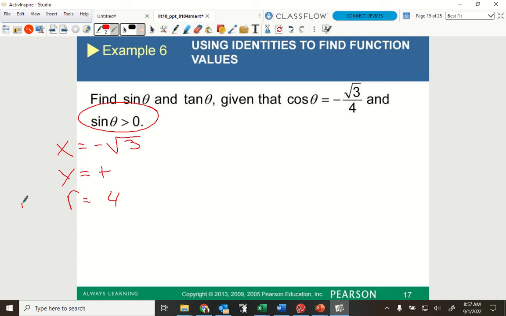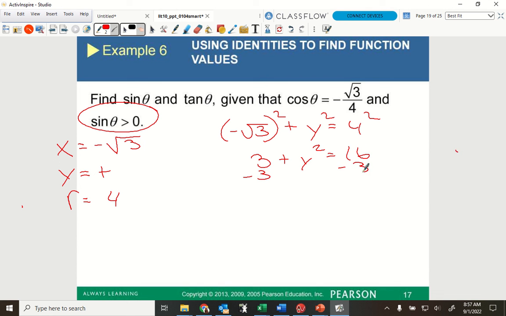Now, let's go ahead and do my Pythagorean theorem again. I'm going to have negative radical 3 squared plus y squared equals 4 squared. When I square that, what's going to happen to the negative and the radical? Gone. 3 plus y squared equals 16. Subtract 3 from both sides. 13. Y squared is 13. y equals plus or minus the square root of 13.